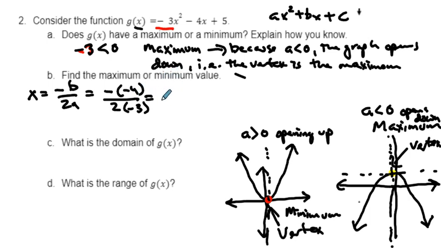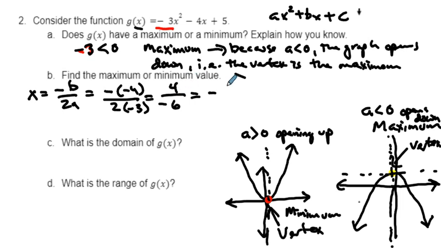Apologize about the microphone there. So that's going to give me positive 4 over negative 6. It's positive because you have two negatives, they make a positive, and then negative times positive down here leaves me with a negative. My answer is going to be negative because a positive divided by a negative is negative. And then let's just simplify this.